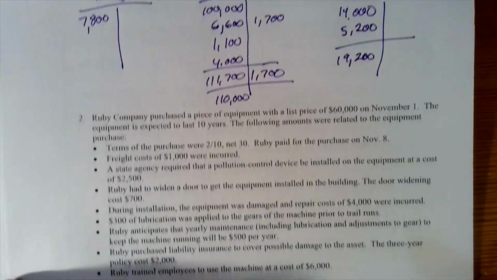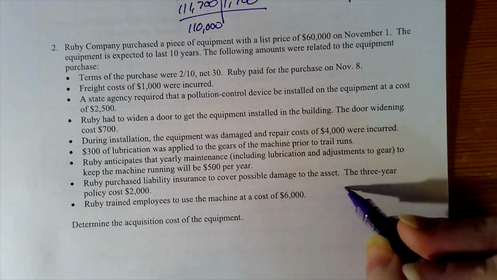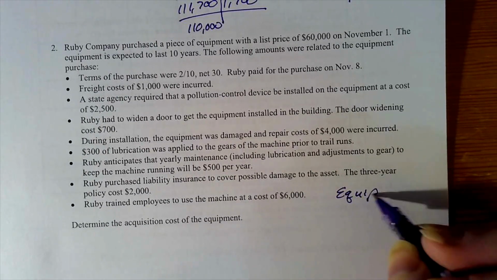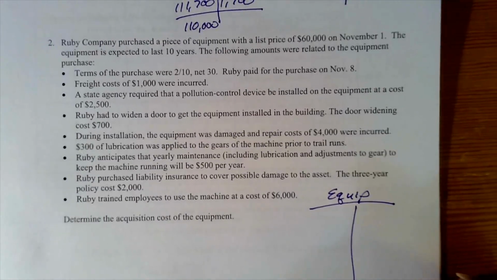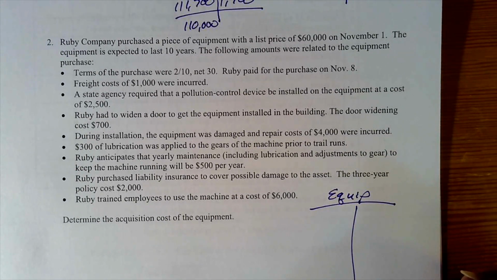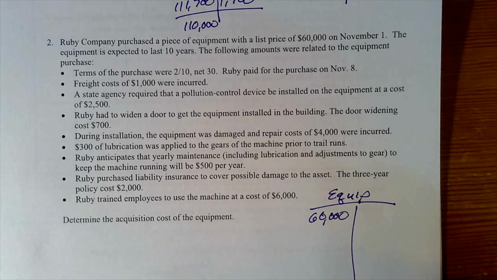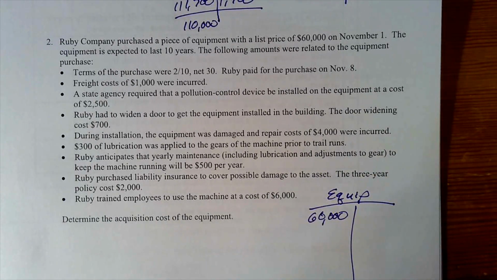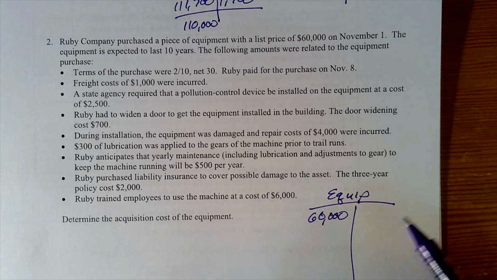Okay, so let's take a look now, but we're going to be talking about a piece of equipment. So the equipment, I'm going to start off here. And we're just going to read down and do the same thing. It says, Ruby Company purchased a piece of equipment with the list price of $60,000 on November 1st. So there's the price of the equipment. Expected to last 10 years. The following amounts were related. Terms of the purchase were 2/10 net 30. Ruby paid for the purchase on November 8th. Okay, so that's within the 10 days.